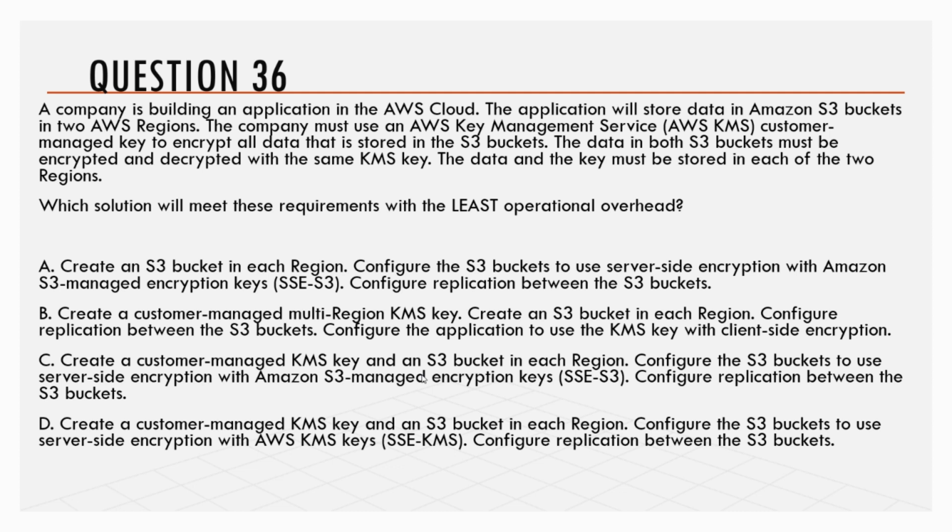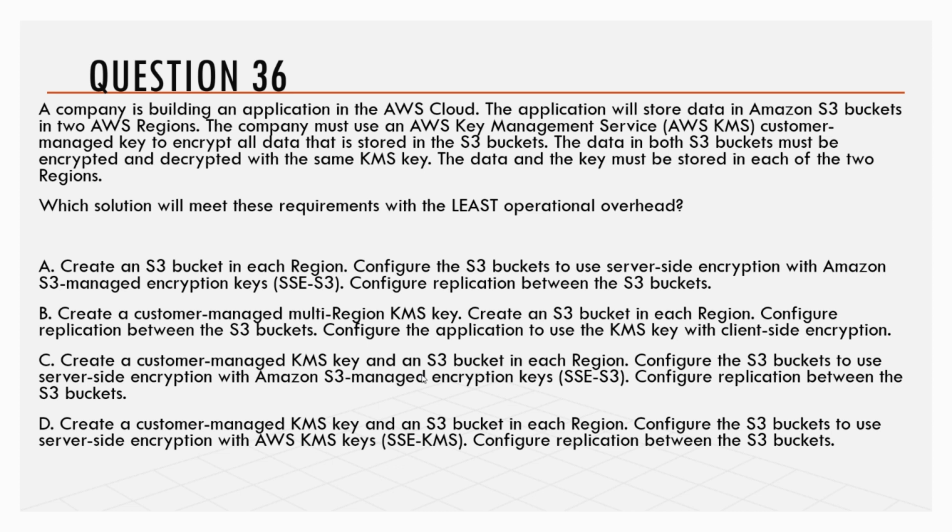Option C. Create a customer managed KMS key and an S3 bucket in each region. Configure the S3 buckets to use server-side encryption with Amazon S3 managed encryption keys. Configure replication between the S3 buckets. Then option D, create a customer managed KMS key and an S3 bucket in each region. Configure the S3 buckets to use server-side encryption with AWS KMS, SSE-KMS. Configure replication between the S3 buckets.